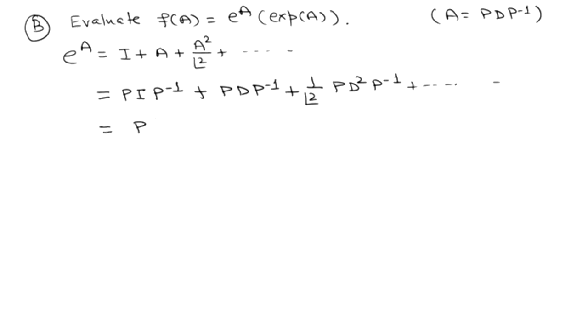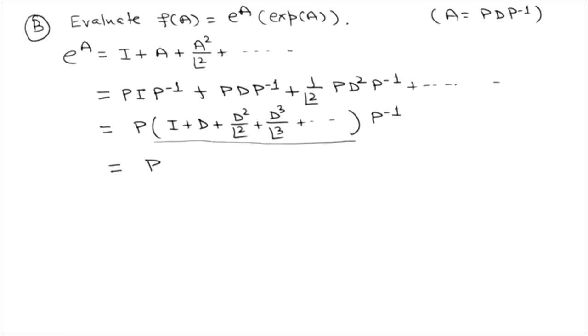So this I can write as P times I plus D square upon factorial 2, in the same way the next term will become D cube upon factorial 3, and so on, into P inverse. So this is P, and if you see this round bracket term, it is nothing but e raised to power D into P inverse. So what I got: e raised to power A equals P e raised to power D P inverse.